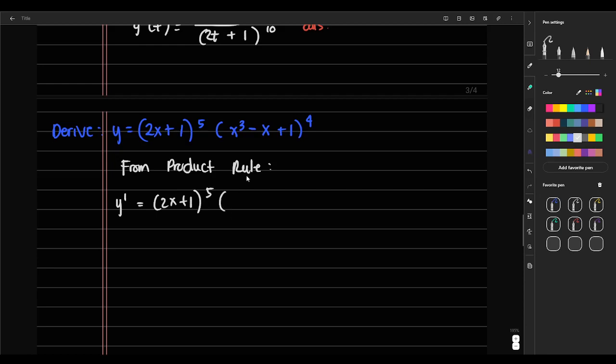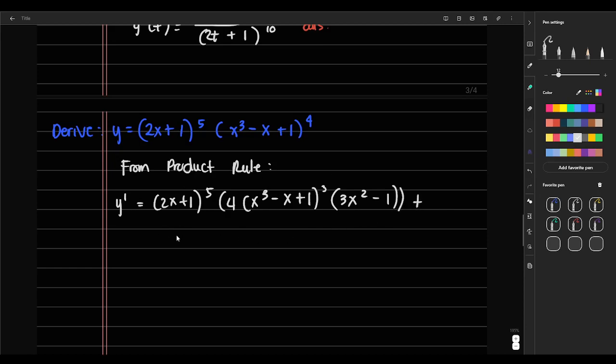Then the derivative of this one gives us 4 times x cubed minus x plus 1, diminishing the exponent by 1. That gives us 3. And the chain effect would give us 3x squared minus 1. So I am just directly writing this, no? To simplify the solution.